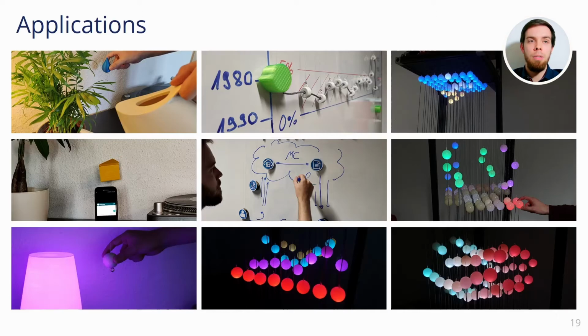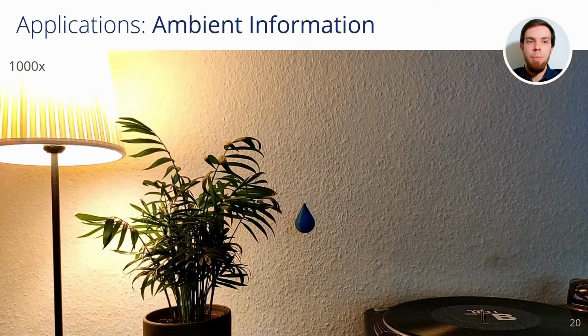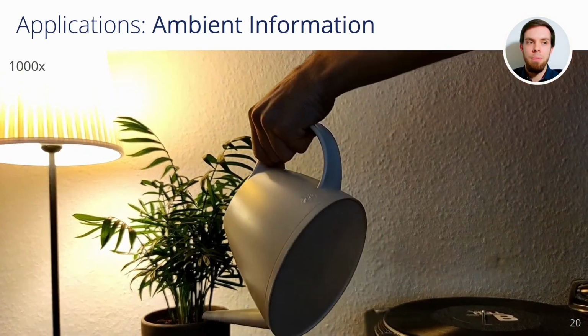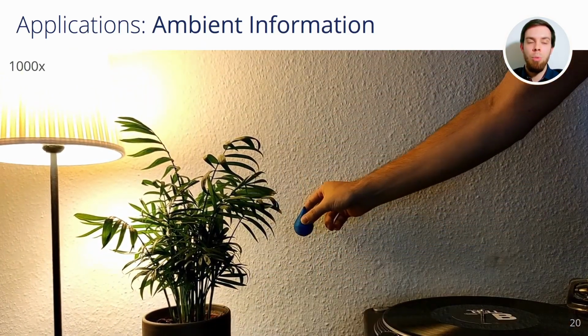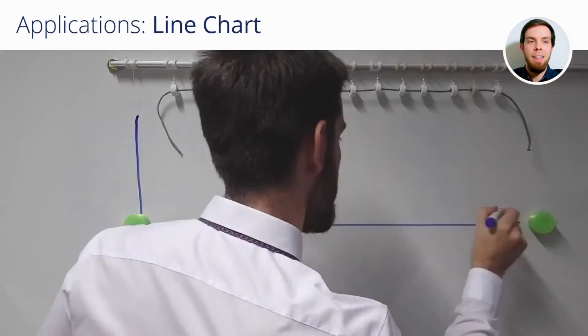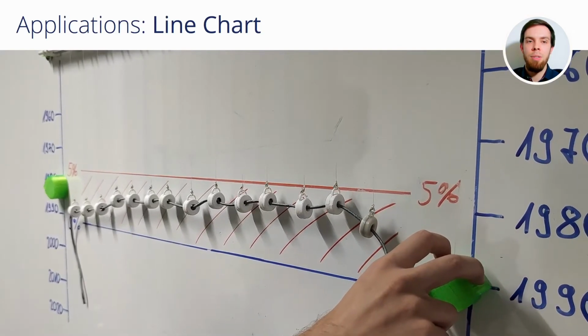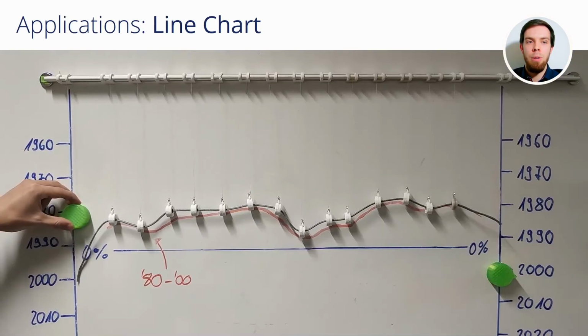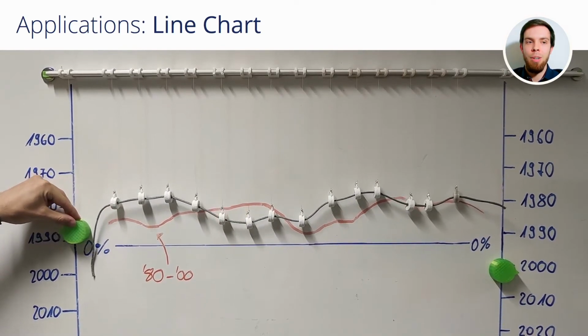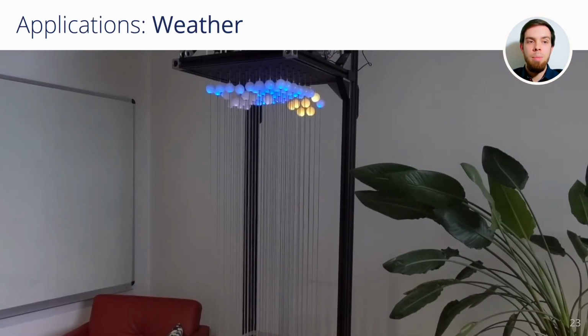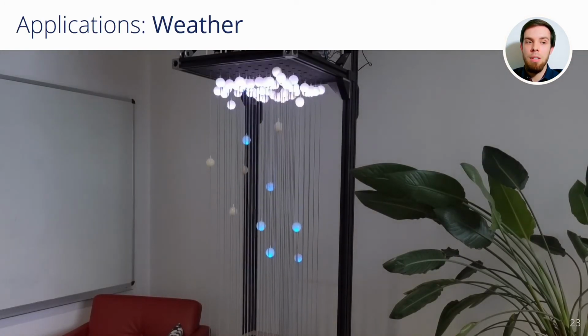To show the feasibility of our hardware and software toolkit, we developed several real-world applications using the previously presented instances. In our single setup, an individual element is used to show ambient information. Here, the water drop conveys the water level of this plant. Here's another example using our linear setup. The physical line augments the hand-drawn sketches on a whiteboard, and with direct interaction, the user can adjust the dynamic graph. The weather application shows different conditions like sunny or rainy weather, but as ambient visualizations.